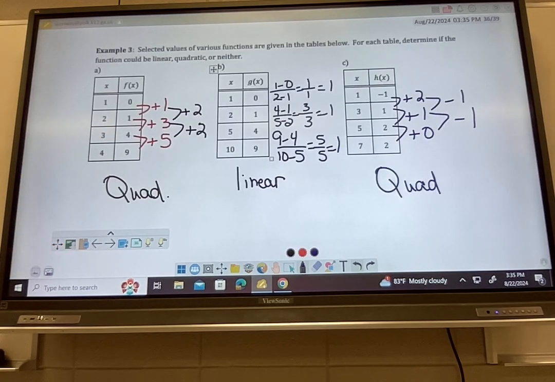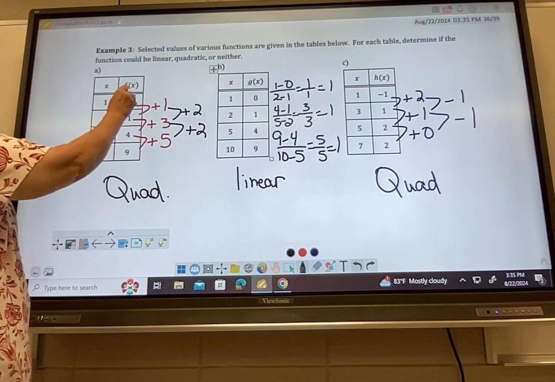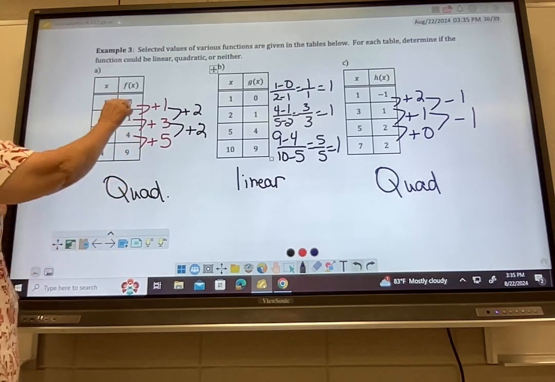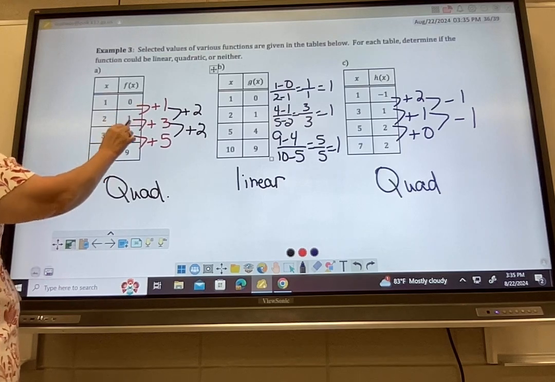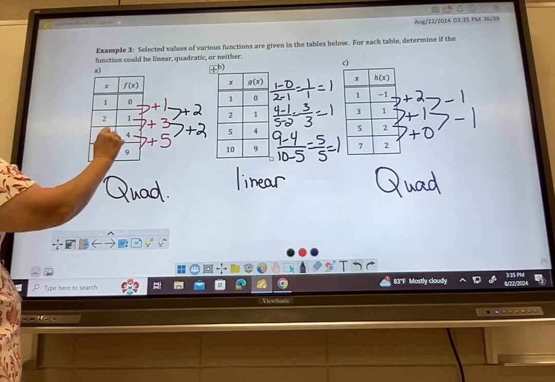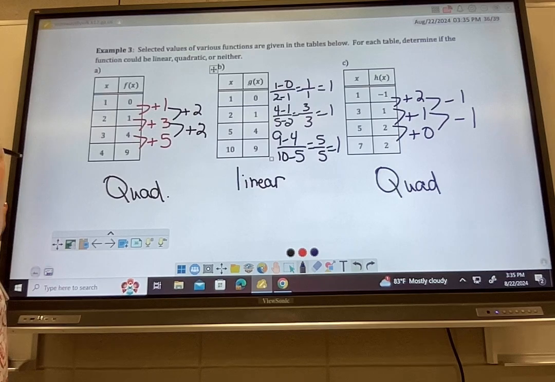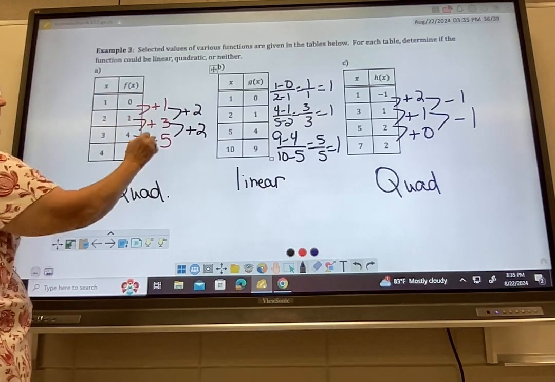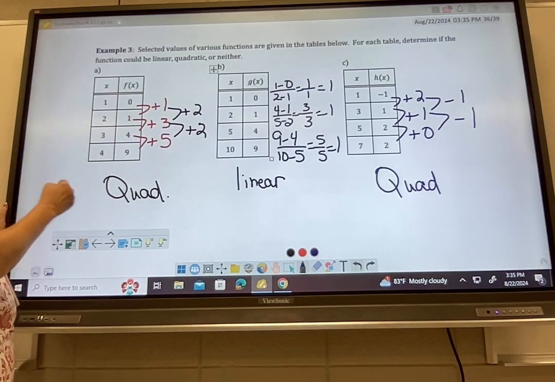All right, now this says to determine, by looking at the table, whether these are linear, quadratic, or neither. So these are equal intervals apart, 1, 2, 3, 4. So when they're equal intervals apart, I can just look to see if there's a pattern over here. Now this is going from 0 to 1, so I add 1. 1 to 4, I add 3. 4 to 9, I add 5. So it's not linear. If I had the same number here, it would be linear. But this one is not linear.